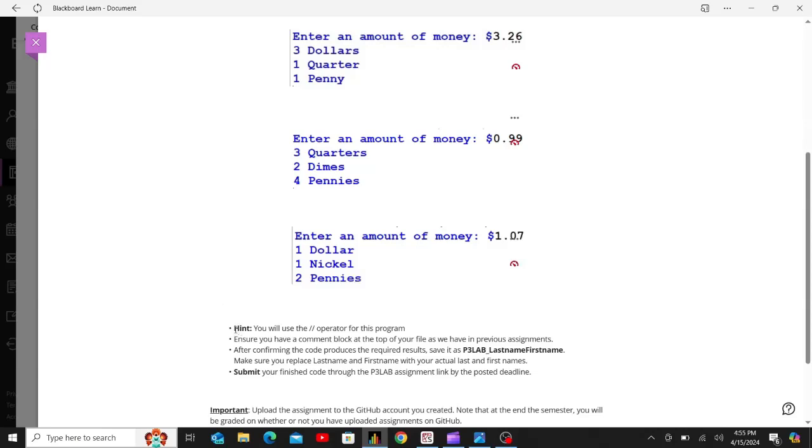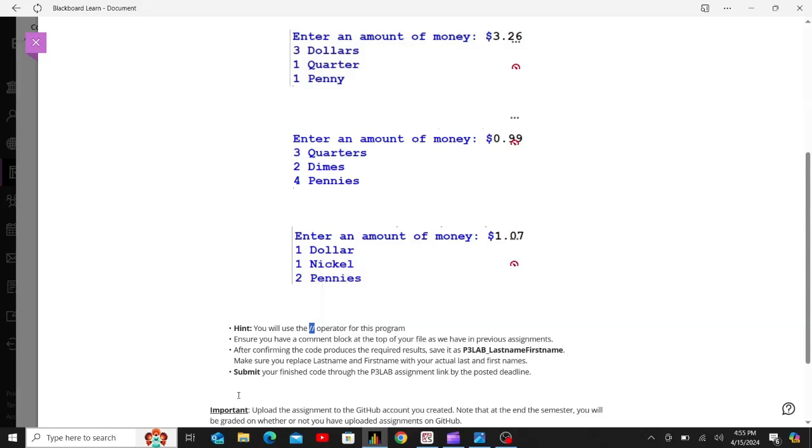Hint, you will use the // operator for this program. Well, this actually is the operator for integer division, and we're going to talk about what that is.